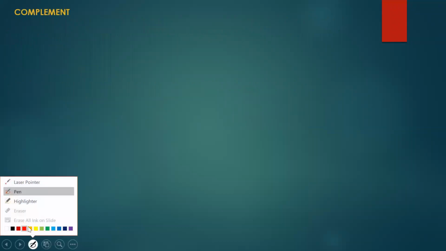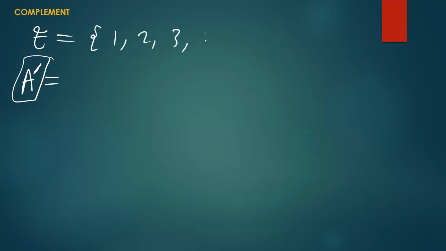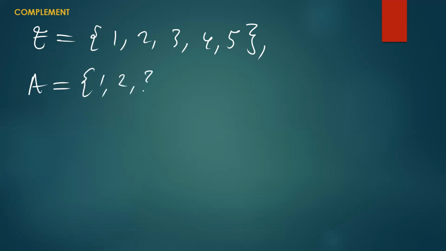What is a complement of a set? So when we say A complement given the universal set E, it means that you're going to list all the elements that are not in A, but they are present in the universal set. What that means is that if you have, let's say, the universal set is 1, 2, 3, 4, 5, and then you have set A being equal to 1, 2, 3.